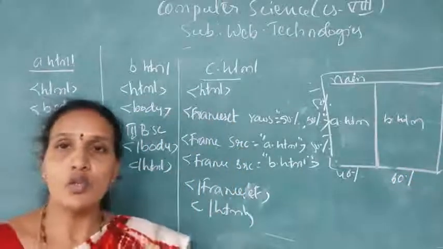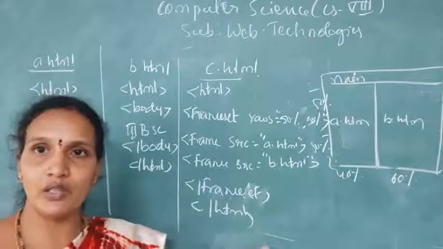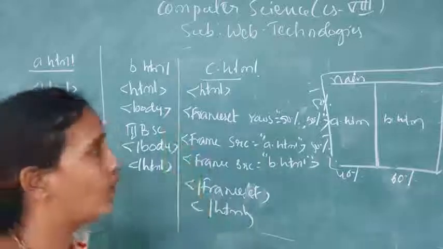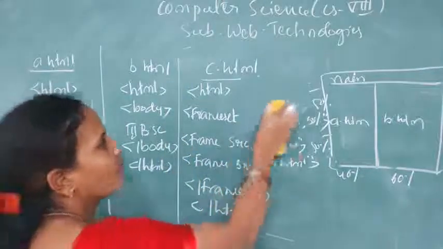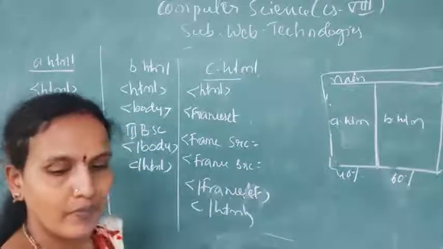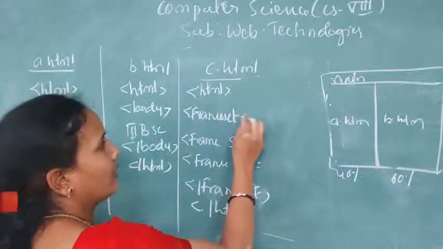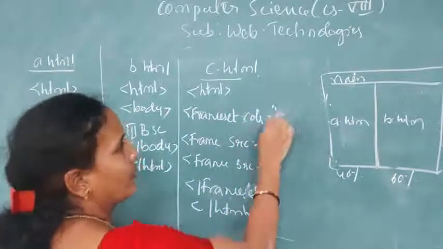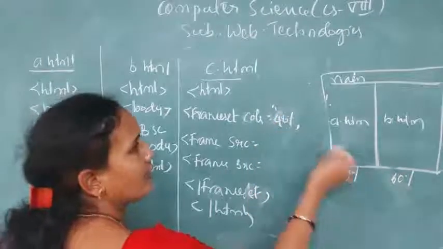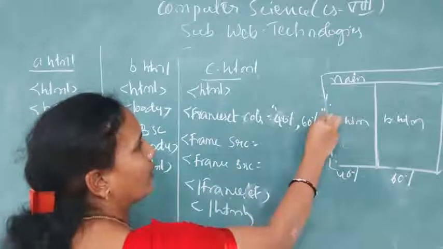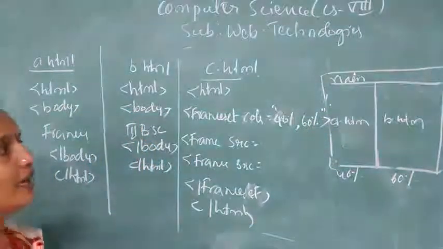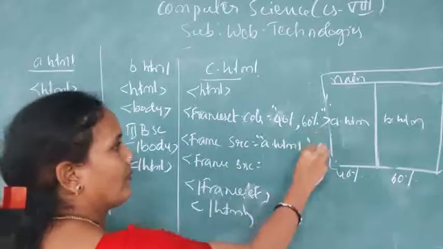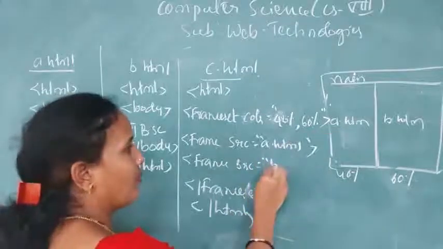Okay. So when you are dividing the browser window vertically, instead of rows, what do we use? Instead of rows, we use columns. Frameset cols equals to... What is the size of the first one? 40%, comma. What is the size of the next one? 60%. It should be in double quotes. Over. Now, in the first frame, what do you want to execute? A.html. In the second frame, what do you want to execute? B.html.